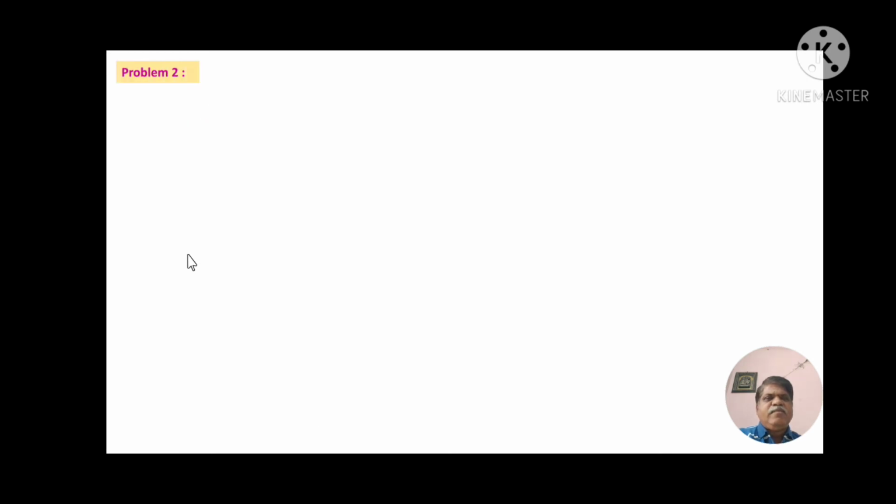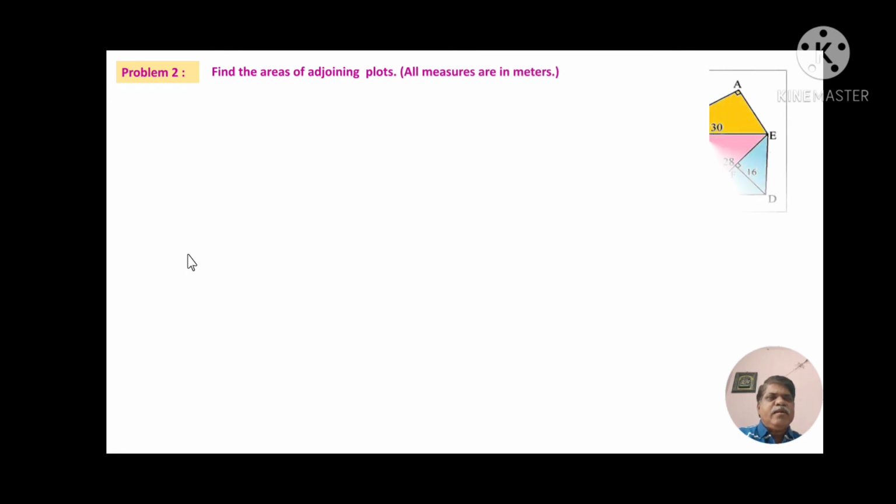Now let us see problem number 2. Find the area of the adjoining plot. All the measures are in meters only. So this is the given plot. Here you could see 3 different colors. The given plot is divided into triangular shapes with different colors. For each color of the triangles we have to find out the areas and add them up.